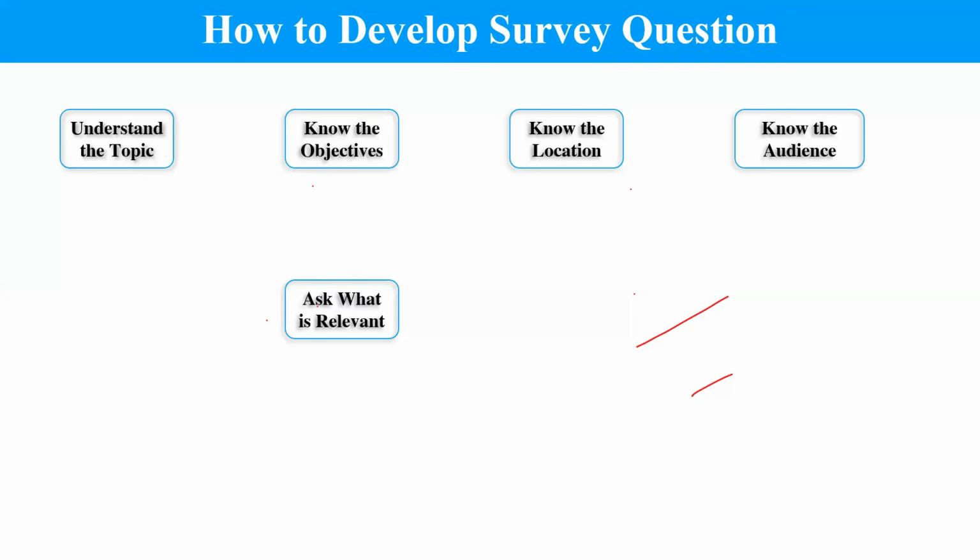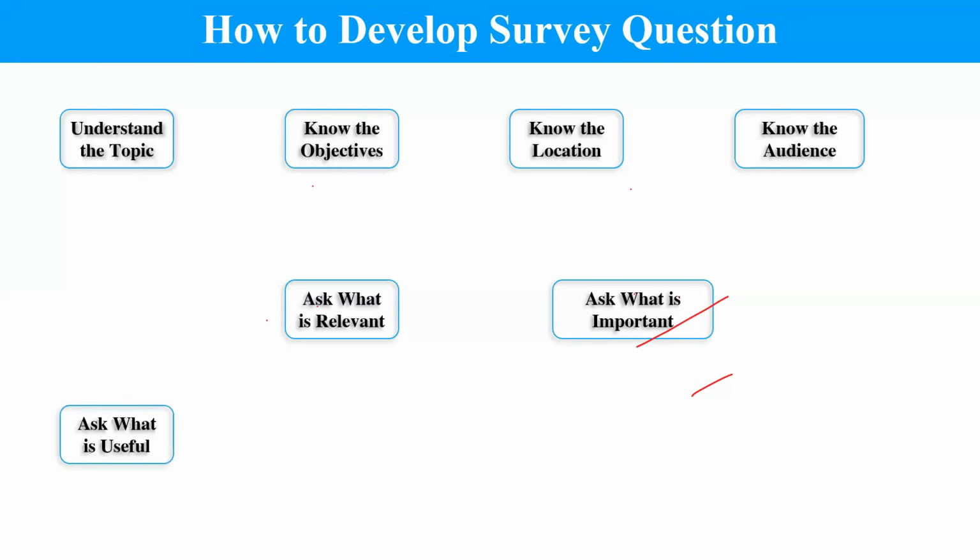Please ask some things that are relevant only to your topic. And also ask what is important. I talk about that. Ask what is very important to what you are going to do. Ask what is important to your topic. We tell you the objectives. What is important to achieve the objectives? That's what you are going to ask. Know that. And ask what is useful also. So it is important, it is useful, it is relevant. Please ask that.